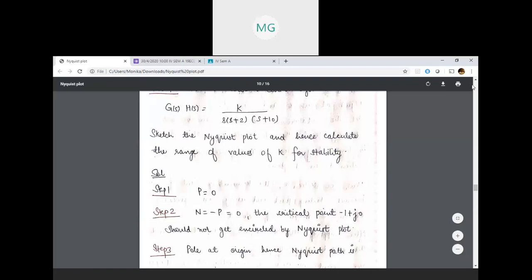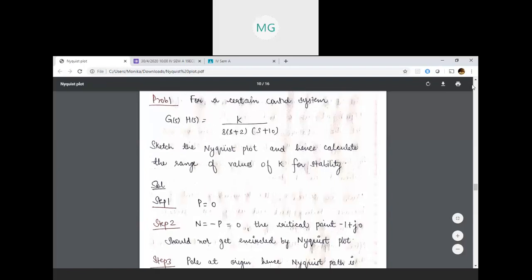Okay, we'll start. So the first step is you will find the value of capital P. Capital P is the number of poles lying on the right side of the S-plane. You see that the poles here are S = 0, S = -2, S = -10. So none of the poles are lying in the right half of the S-plane. One is at the origin, the other two are on the left-hand side. So the value of capital P is 0 here.